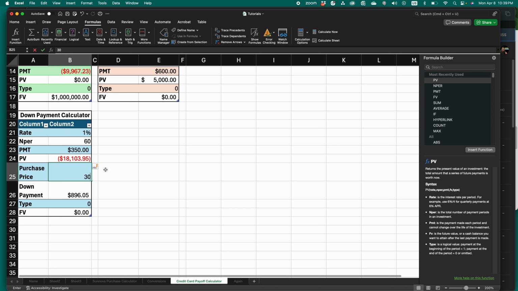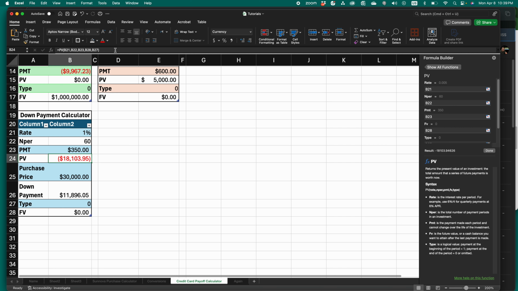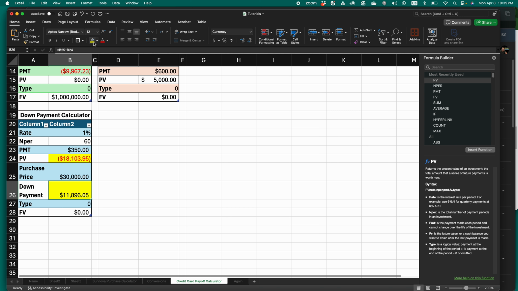Now, you put in what the purchase price is. Maybe you end up buying a $30,000 vehicle. And then the down payment has to be $11,896 to keep it within $350. So you have to write two equations. You have to write this equation. Let me make that yellow for you. And you have to write this equation right here. This one's really simple. It's just the purchase price minus the PV, okay?